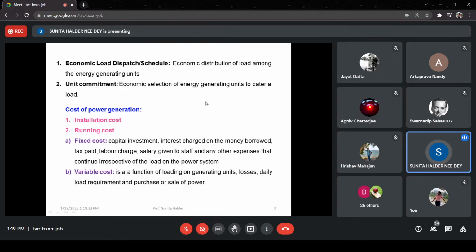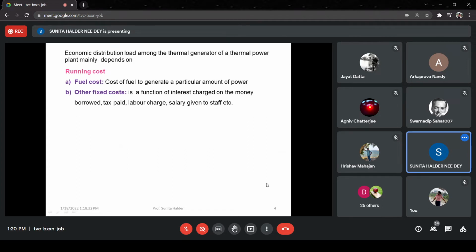For economic operation, it is required to optimize or minimize the running cost, which has two parts: fixed cost and the variable cost. Now, variable cost is actually the fuel cost. So the running cost of a generator actually has two parts. One is fuel cost, that is required to generate power, and another is the other fixed cost: salary, wages, tax, all those things.